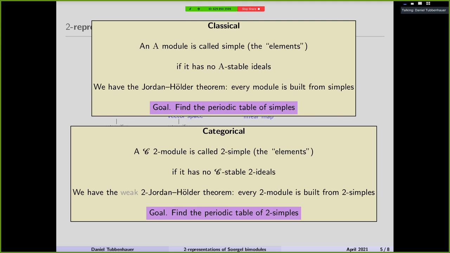It's really just a parameterization. That's even easier than writing down the characters or whatever. So it's really the first and easiest question. And on the two categorical level, you just would like to do the same.